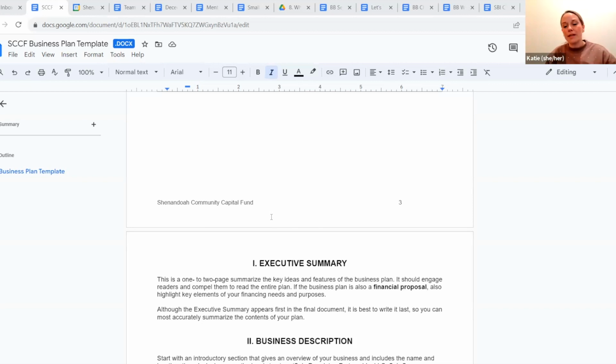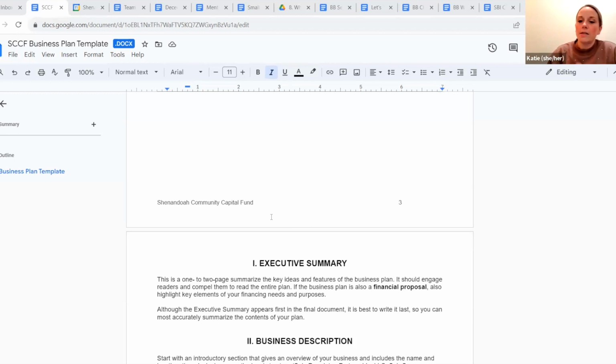It's also a really great place to summarize in a sentence or two each of the main sections of the plan, right? So, again, not going into super detail, but saying, this is the basic description of my business. This is our basic go-to-market strategy. This is our basic financial projections, right?